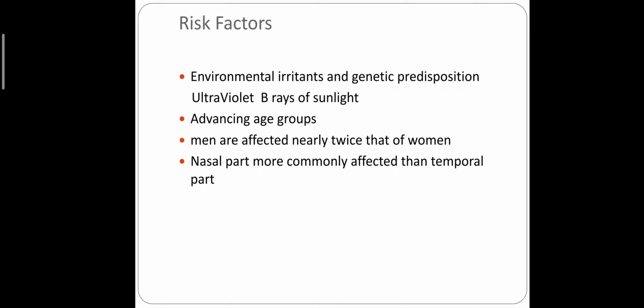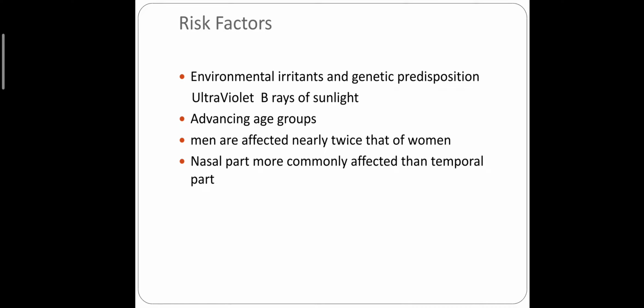Another important thing is the site of the pterygium. Though it can be seen on both the nasal and temporal side, the majority of pterygium you see will be on the nasal side. It has the same reason: there is more exposure of the nasal conjunctiva to sunlight when compared to the temporal conjunctiva. I will be telling you the reasons for that.